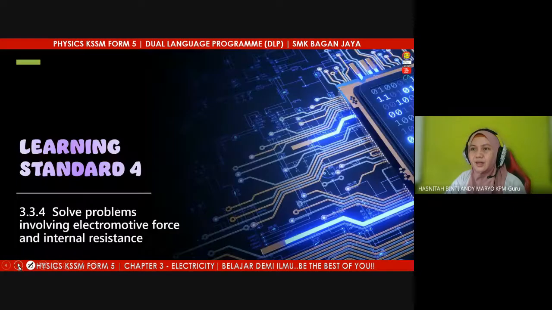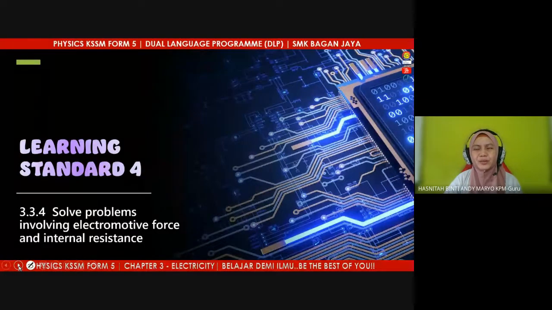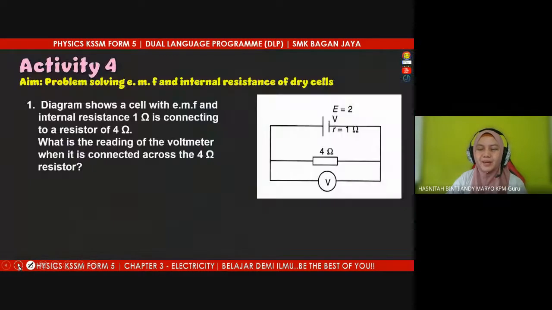Okay, so kita tengoklah sedikit soalan. Only a few questions for tonight to test your understanding. This is the last, the 4th learning standard: solve problems involving EMF and internal resistance. We try to do 3 questions tonight, okay? Boleh ya? 3 questions before we end our session.